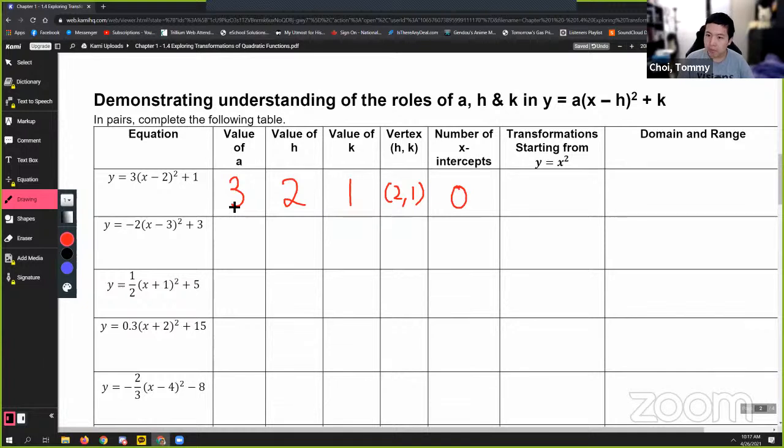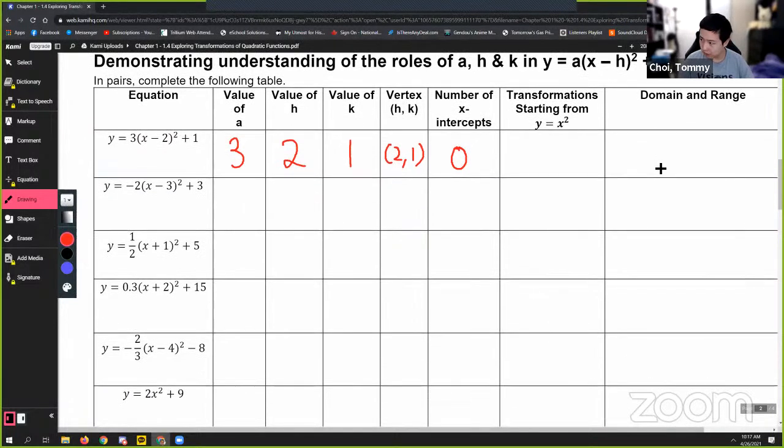We're going to leave the transformations for now. We'll get back to them. And we're going to leave the domain and range for now. We'll get back to that. We're not going to touch that just yet, because that's a long step ahead. Now let's work with the numbers first.